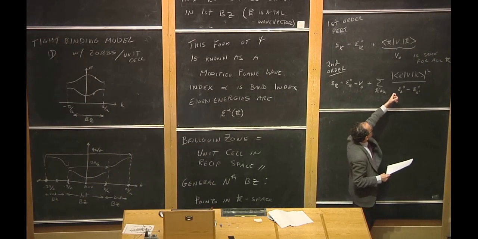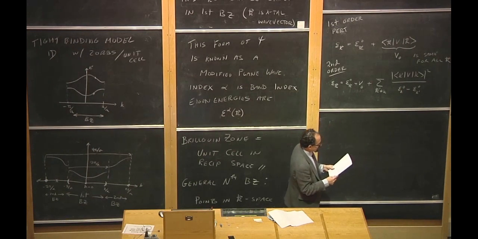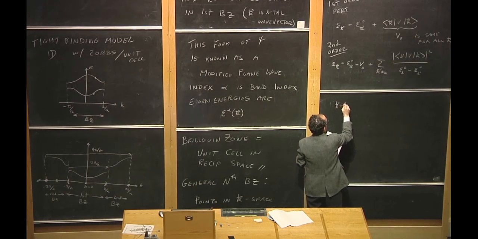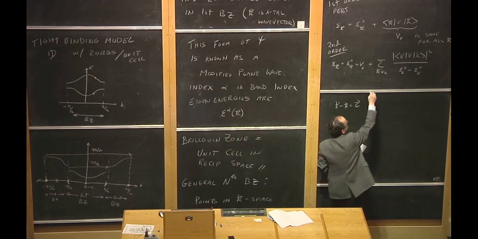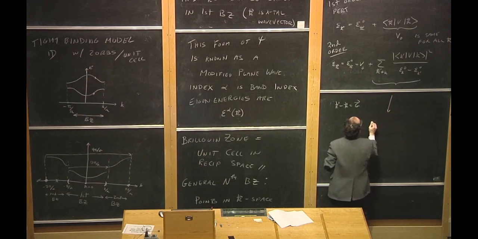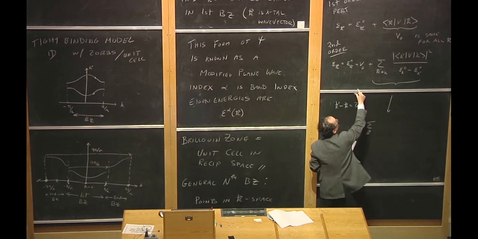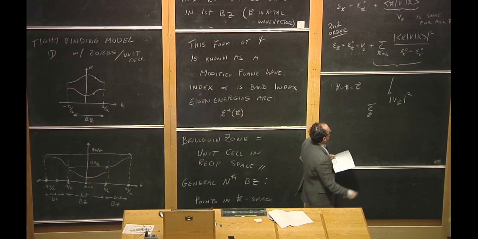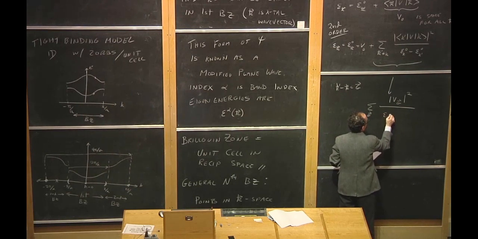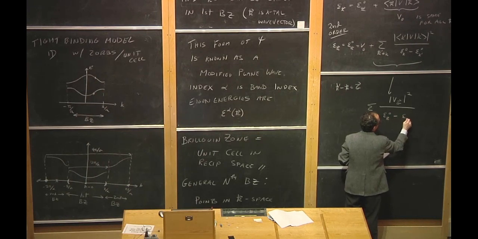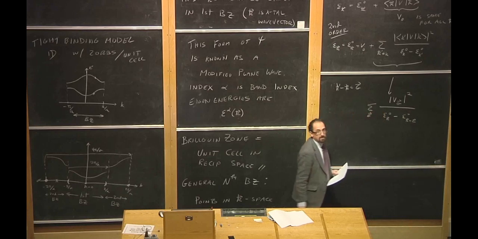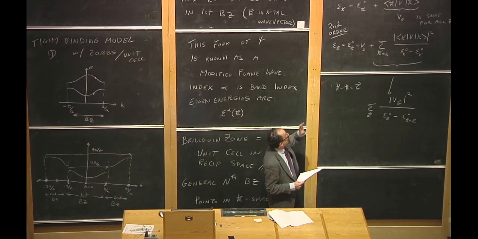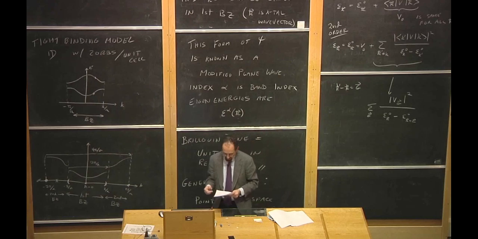Well, again, we have Bloch's condition for the matrix element: in order for that matrix element to be non-zero, k prime minus k must equal a reciprocal lattice vector G. So this term can be rewritten as the sum over reciprocal lattice vectors G of V sub G squared, where G is k prime minus k, divided by E sub k naught minus E sub k plus G naught. Good? Look happy with that? Somewhat? OK. So this is our expression for the second order shift in energy of the plane waves that we started with.